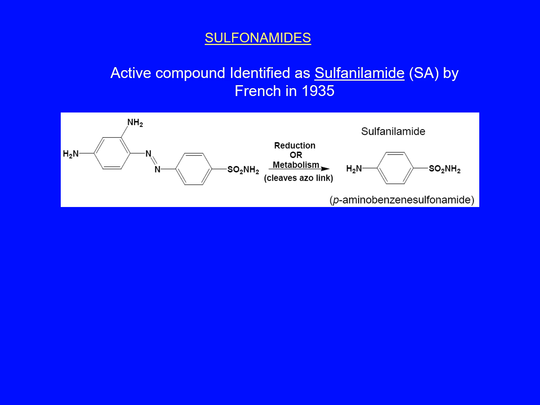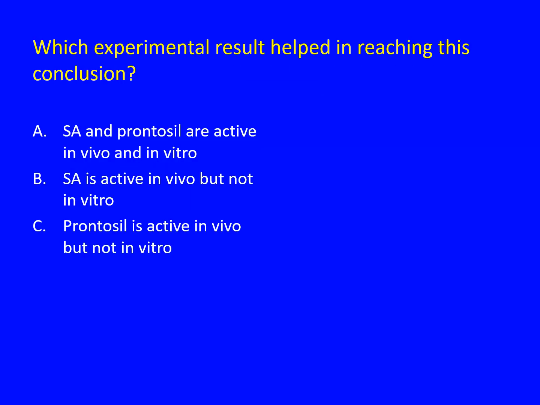Of course, Domagk and his colleagues performed a lot of experiments that we now take for granted. Let's see what kind of experiments he did, and let's have a clicker question on that. Let's try to guess what kind of results he actually got in order to prove that you really need to cut this link to get the active moiety, which is sulfanilamide. So here's the clicker question. Think about it a little bit.